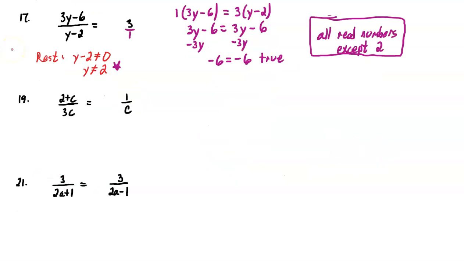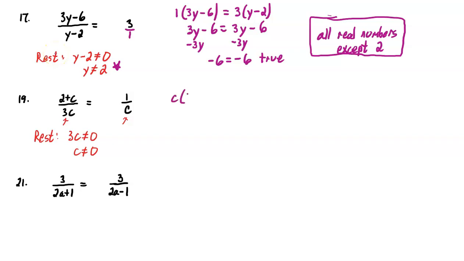Number 19, there's a variable in the denominator, so there will be restricted values. The 3c is not allowed to be equal to 0, and therefore c cannot be equal to 0. That takes care of the restriction for this, and it also handles the restriction for that. Now, remember that c cannot be equal to 0 in case that becomes important later on. Now, to actually solve, because it is a proportion, I'm going to use cross-multiplying.